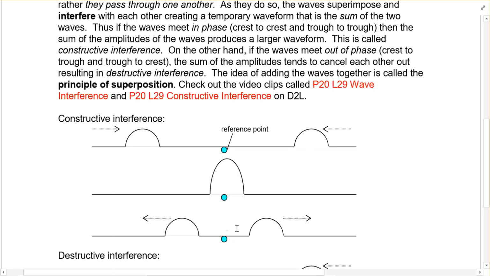And then what happens is it's not that they bounced off each other. This wave pulse is now over here. It traveled right through it.